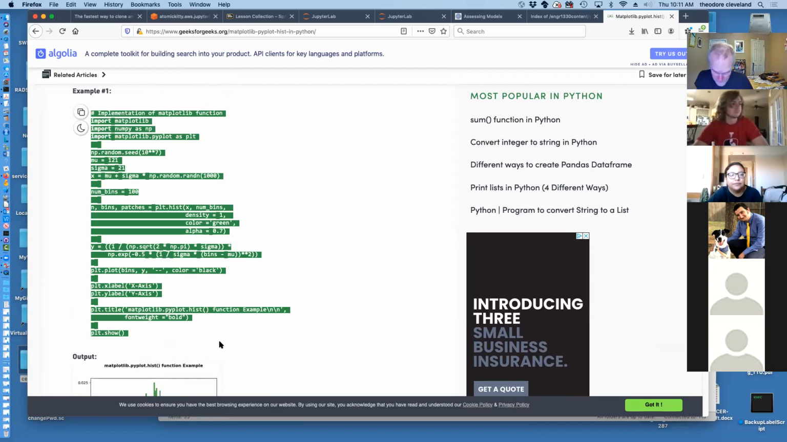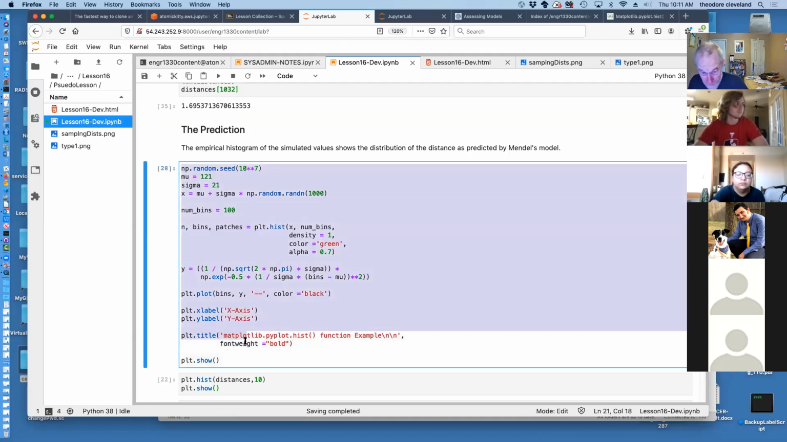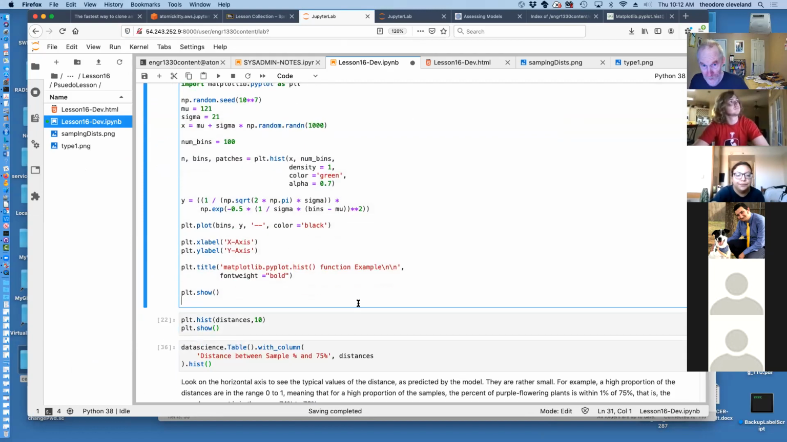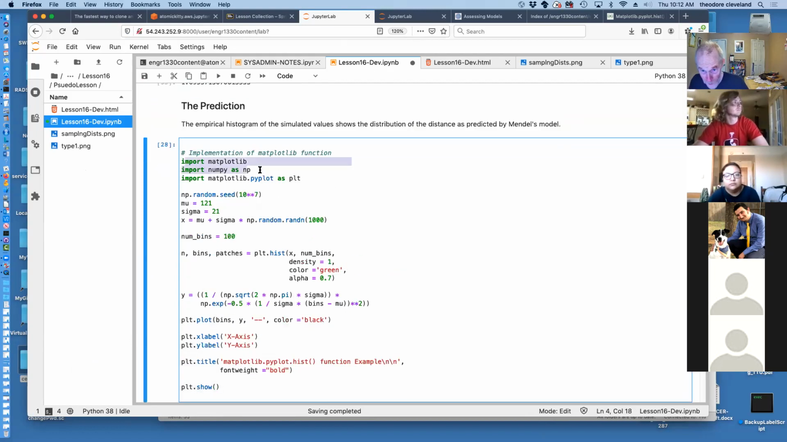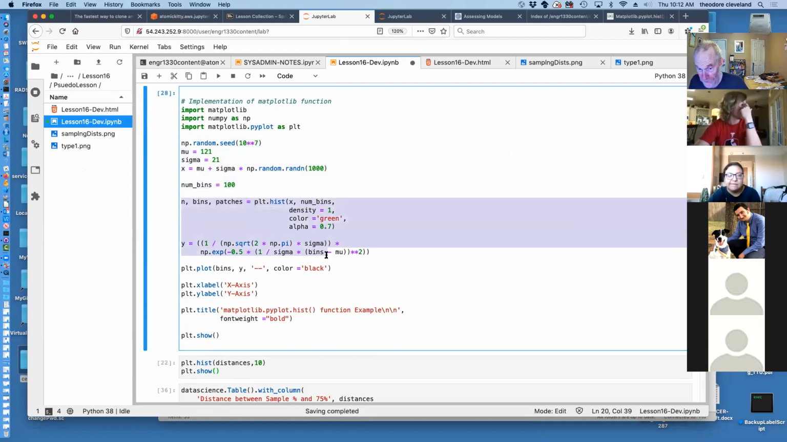So I'm grabbing everything, hit copy, go over here to the correct JupyterLab, hit paste, and it's importing all the stuff it needs. It makes some numbers. We've done this earlier in this class. I wouldn't be surprised if Farhang has taken some of his examples, possibly from the same place.